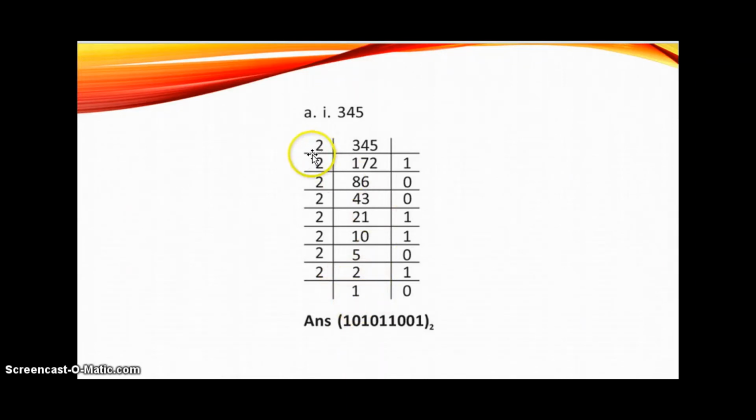So first of all, 345 divided by 2, remainder is 1, and 172 is the quotient. Again divide the quotient by 2, 86 is the quotient, 0 is the remainder. Then 43 is the quotient, 0 is the remainder. Then 21 is the quotient, 1 is the remainder. 10 is the quotient, 1 is the remainder. And here we obtain 1 as the quotient and 0 is the remainder.